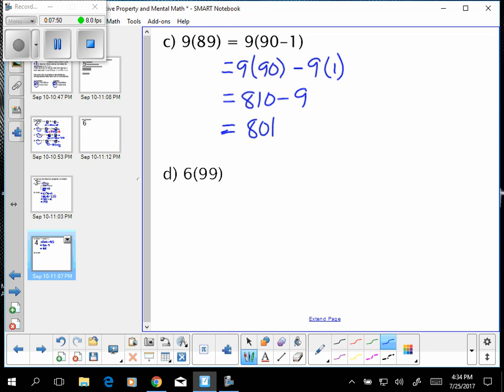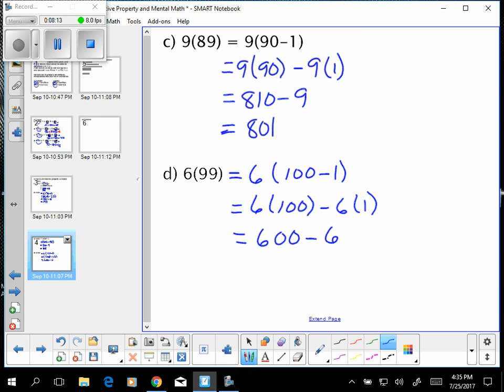What do you think we're going to do with D? Yeah, I think too, it's probably a good idea to do 100 minus 1. Now you finish it out. Let's see how you've done. 6 times 100 minus 6 times 1 is going to be 600 minus 6, and that's going to give us an actual product of 594.